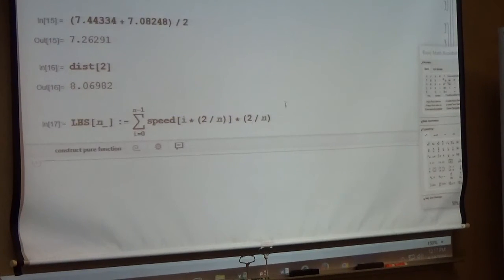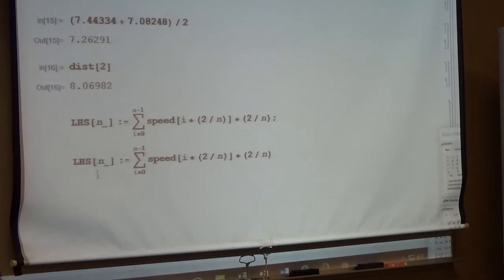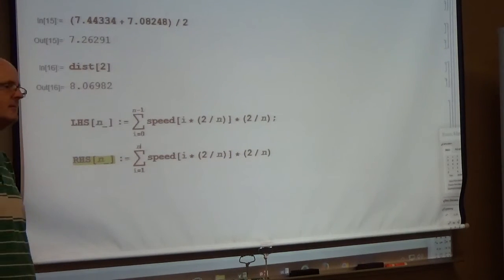I can do something similar for a right-hand sum. And let me keep them in the same cell, just separate them by a semicolon. You change the L to R. What else do I change? Change the 0 to a 1, change the n minus 1 to an n. That's the right-hand sum.